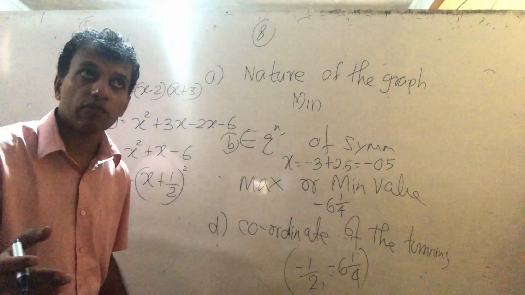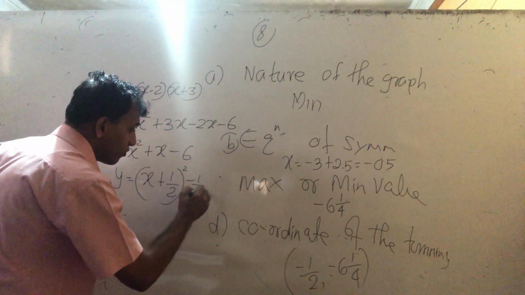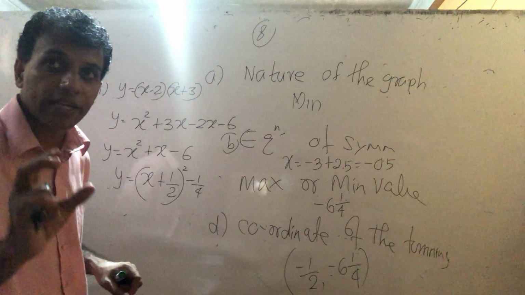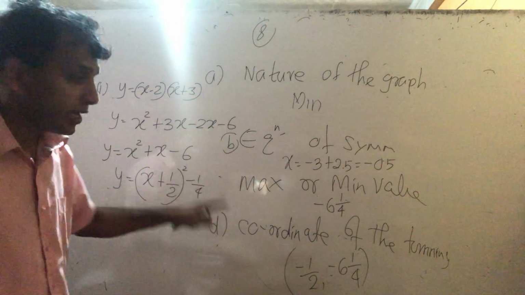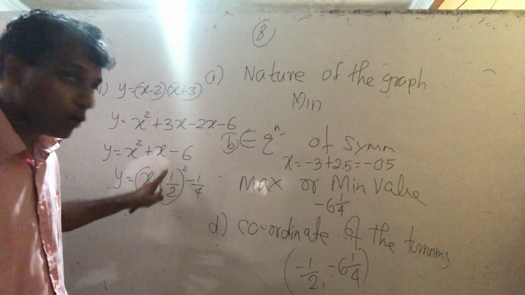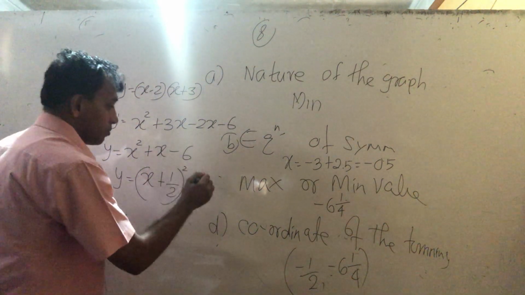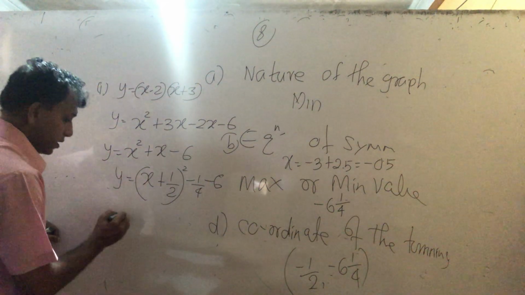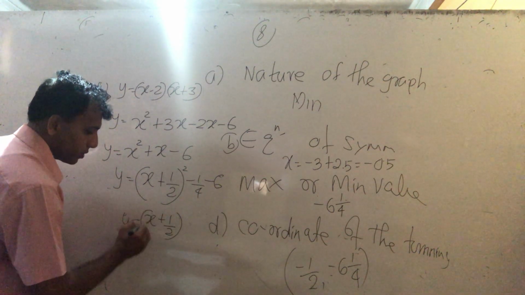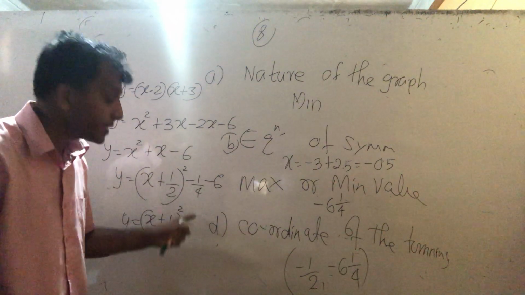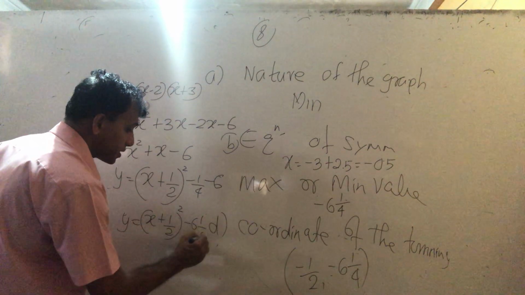What is the square of the half? Half into half, 1 over 4. Here there is no 1 over 4. Therefore subtract the 1 over 4. Always in this type of completing square, subtract its square. If it's 3, subtract 9. If it's 5, subtract 25. If it's 1 over 4, subtract 1 over 16. So you have to subtract this, and minus 6. See, therefore y equals x plus half all things square minus quarter minus 6, minus 6 quarter.